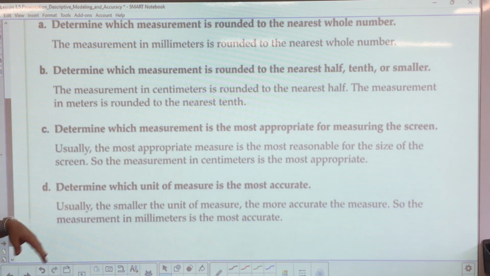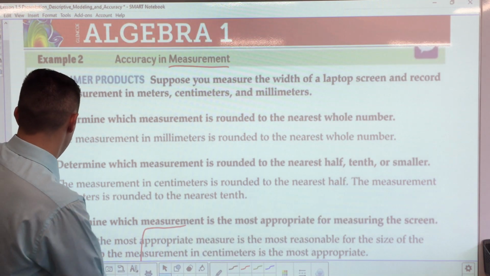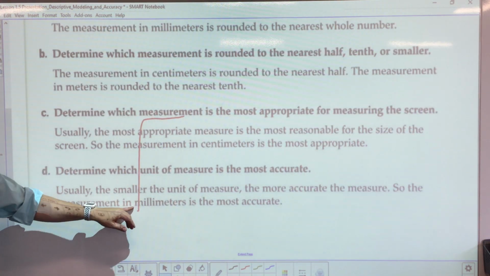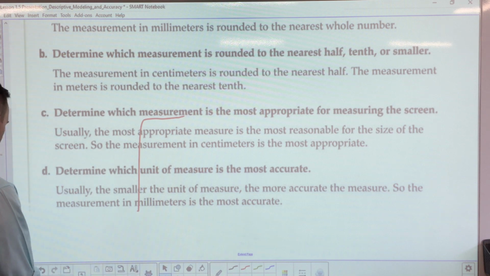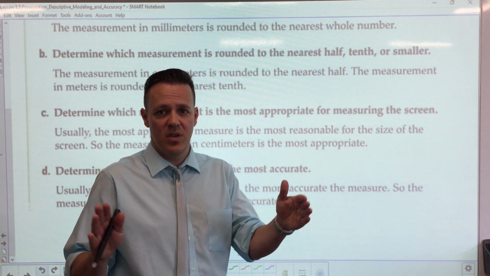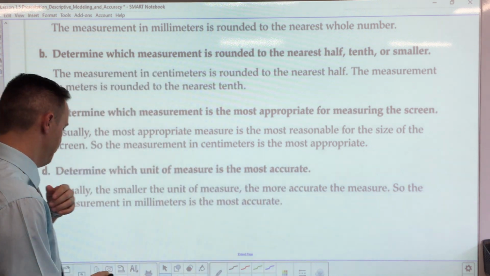Which one would be the most accurate? The most accurate would be the millimeters. Okay, because of course, why? Because it is the smallest. Okay, understand what you're doing when you're doing it. The most accurate measurement would be millimeters.